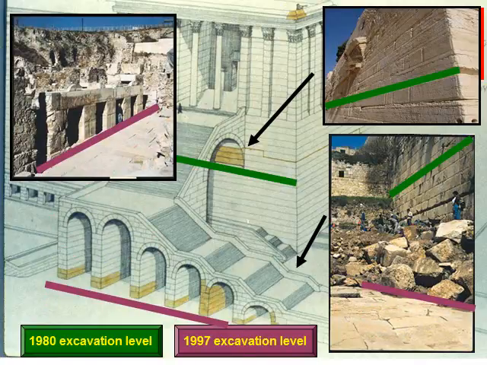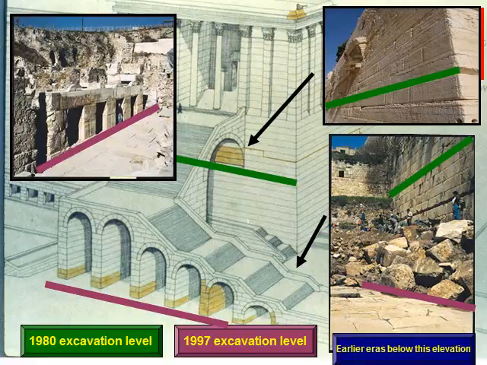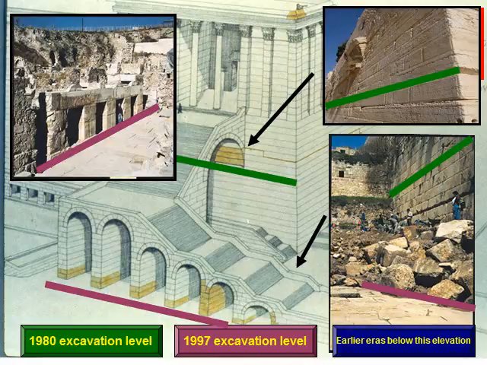The green is 1980 excavation level. Now, 10 years later, they've dug down another, I don't know how far that is, 20, 30 feet. Look at the people, how far it is, the difference between the two, and they finally got to Roman Road. And there are earlier eras below this elevation, pre-Herodian.